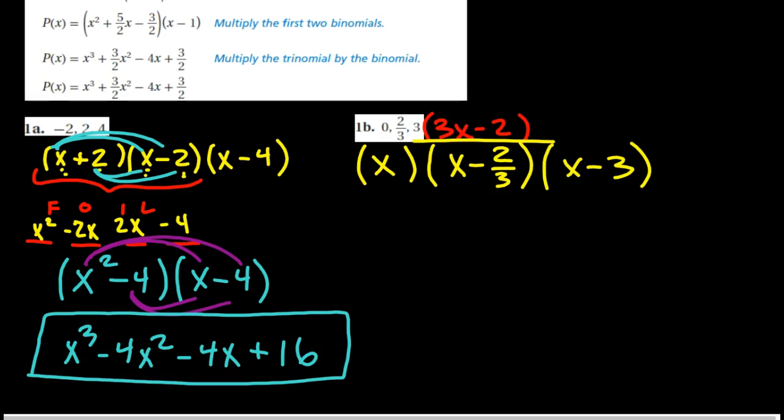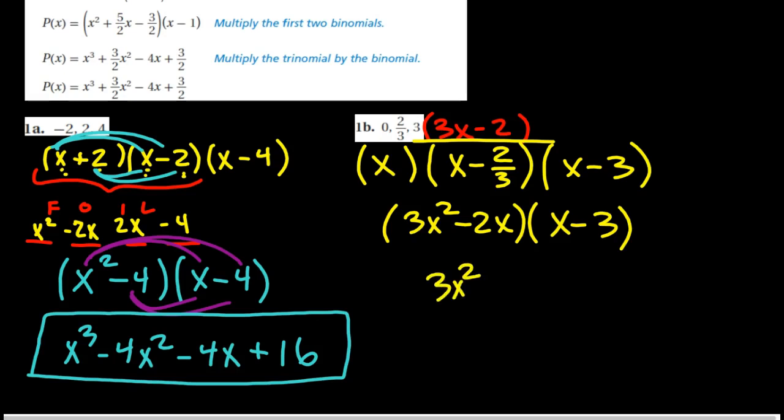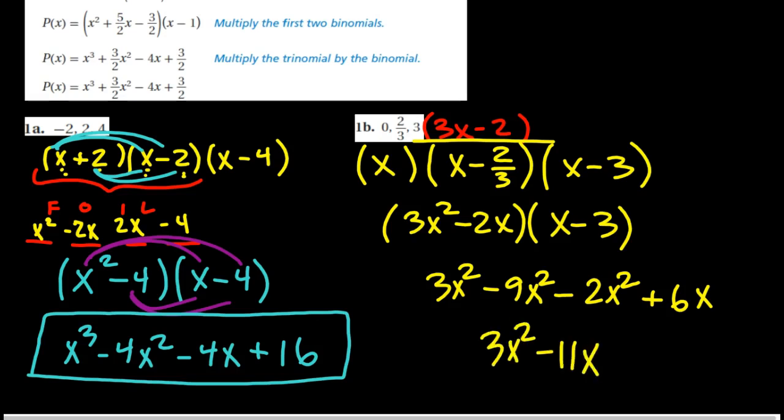So x times 3x minus 2 would be 3x squared minus 2x, and then multiply that by the remaining x minus 3, and you'd be left with 3x cubed minus 9x squared minus 2x squared plus 6x. Combine your like terms and you end up with 3x cubed minus 11x squared plus 6x. And that's a 3 right there. So what do you think about that? Any problems there?